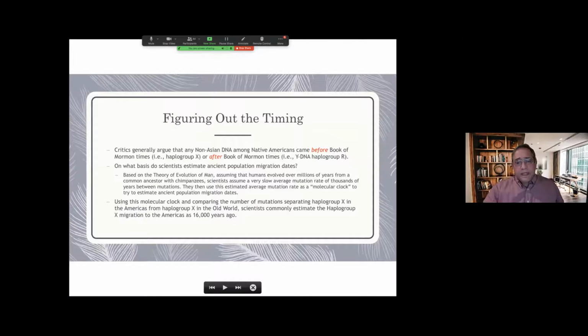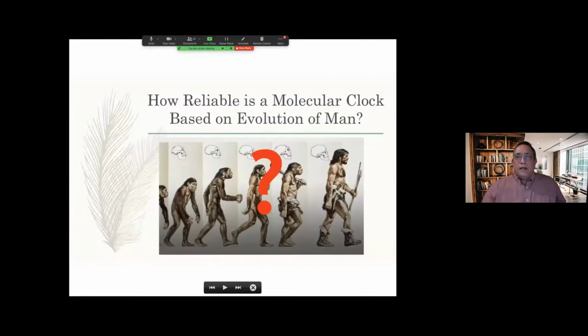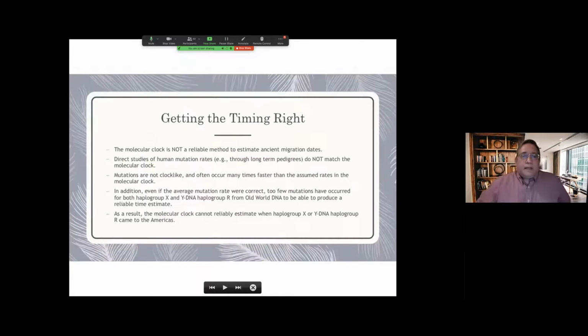Okay, now there is some carbon dating that can also be done. The carbon dating isn't what shows the 16,000 years ago, though. That's based off of this evolutionary theory and molecular clock theory. So, just commenting on it, the molecular clock is not a reliable method to estimate migration dates. It's based on these evolutionary theories.